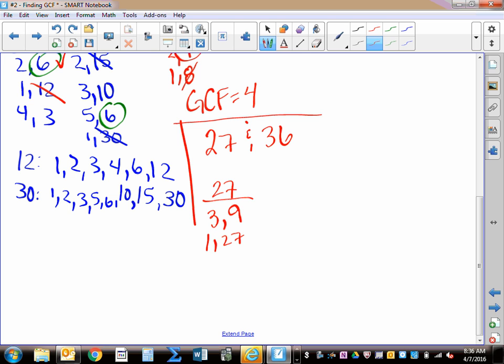Okay, so let's try our largest factor. Is 27 a factor of 36? No. Right. Is 9 a factor of 36?